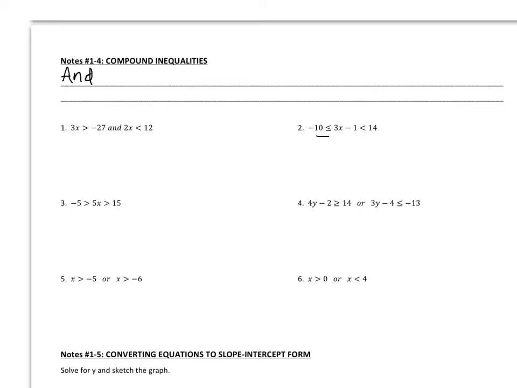So for example, number 2 right here, that would be considered an "and" statement because it means that 3x minus 1 is greater than negative 10 and it could be less than 14. So when you have an "and" statement, you're going to solve it as two separate inequalities, and then when you draw your number line, you're going to shade where they cross, because it needs to satisfy both, and so you will shade where they cross. We'll do an example in just a minute.